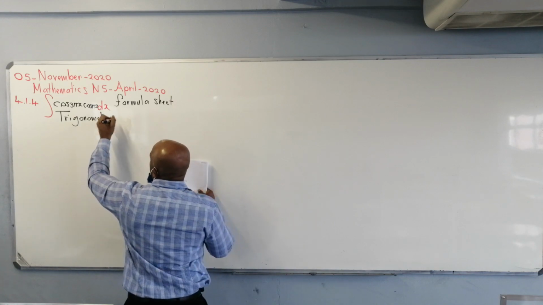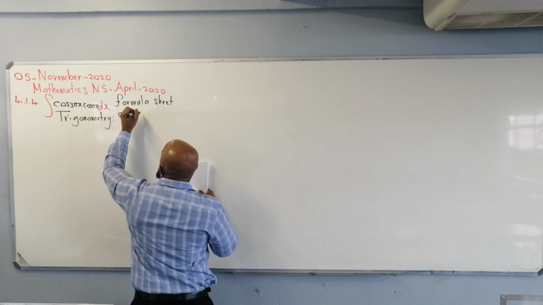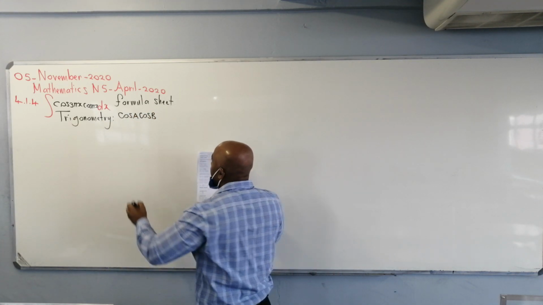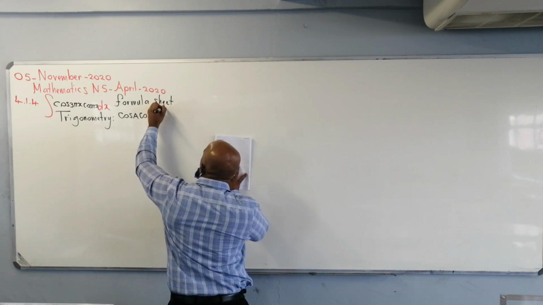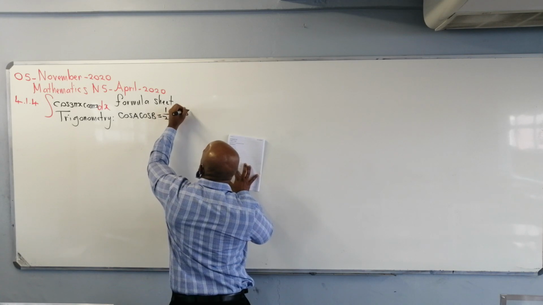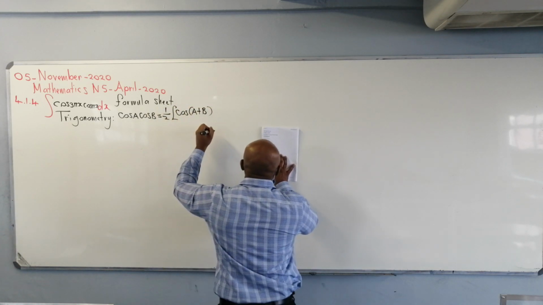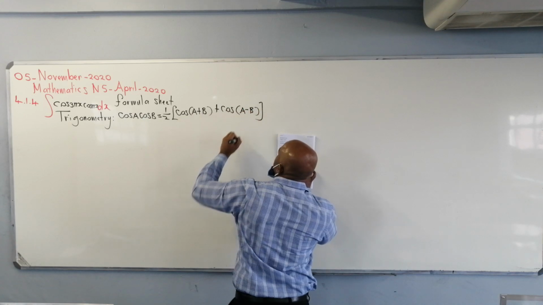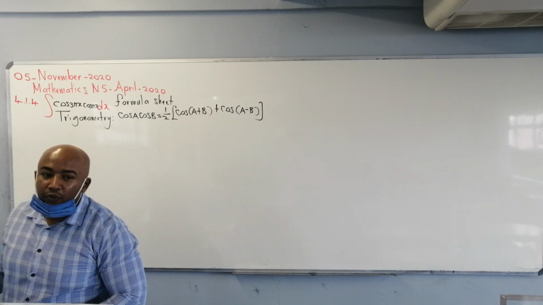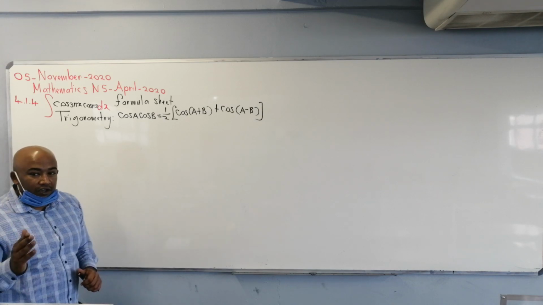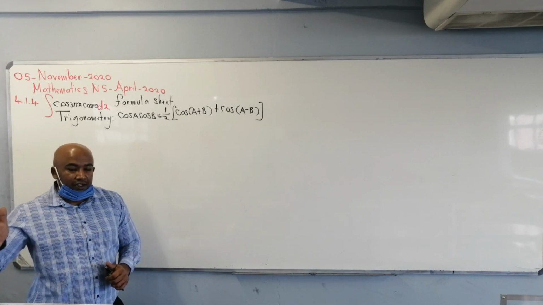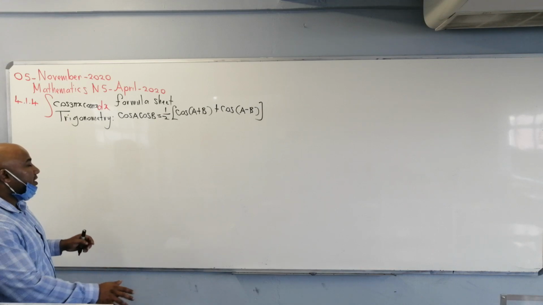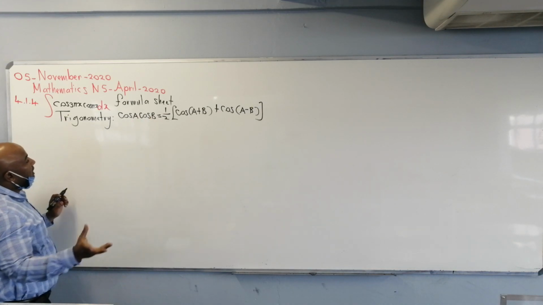And what are you looking for? You are looking for cos A times cos B. So you'll find this in the trigonometry, cos A times cos B, which is equal to half, and then you have cos of A plus B plus cos of A minus B. Right, so you use this when you are integrating cos times cos, or cos times sine, or sine times sine, or sine times cos. And the angles are different.